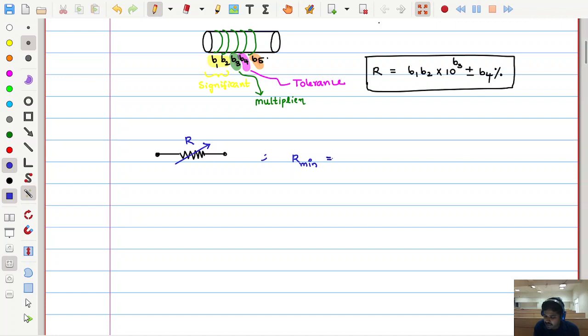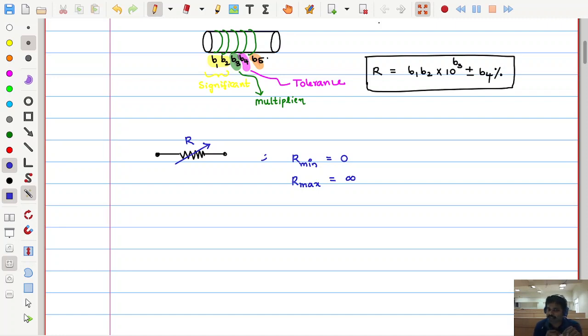That can be very small. Ideally it is equal to 0. The minimum resistance which we can obtain from a variable resistor is 0. Similarly, how much is the maximum resistance which a resistor can offer? That is R max. How much I can offer is very high. Ideally it may go to infinity.